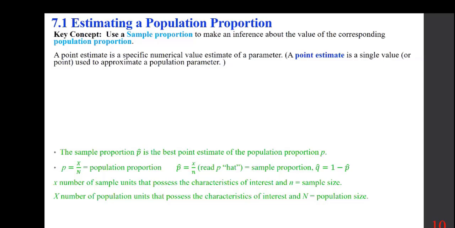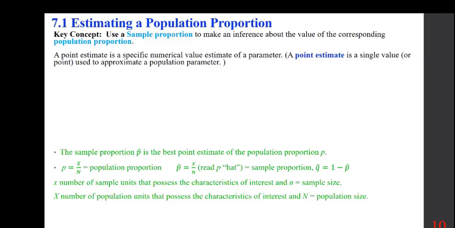P is equal to X over N, the population proportion. P hat is equal to X over little n, which is the sample proportion. Q hat is equal to 1 minus P hat. X is the number of sample units that possess the characteristics of interest, and n is the sample size. X is the number of population units that possess the characteristics of interest, and N is the population size.